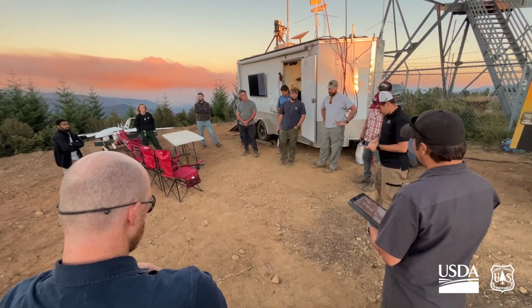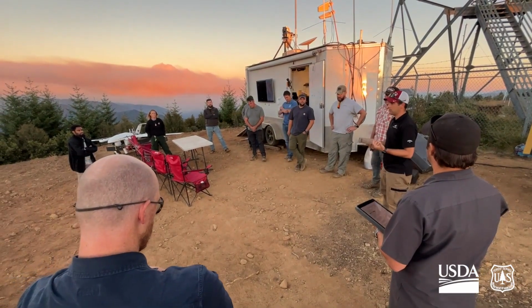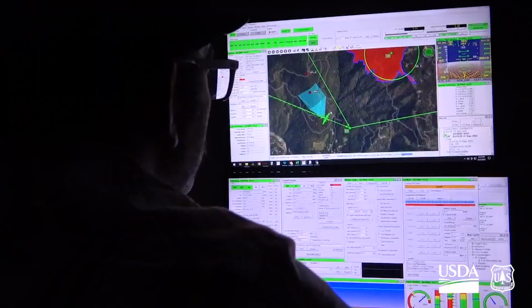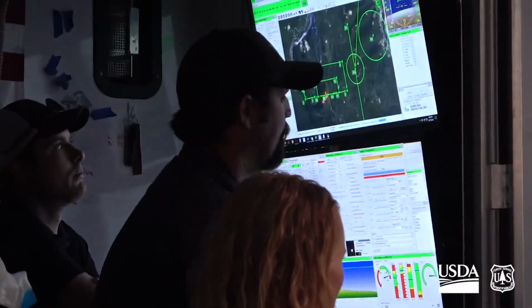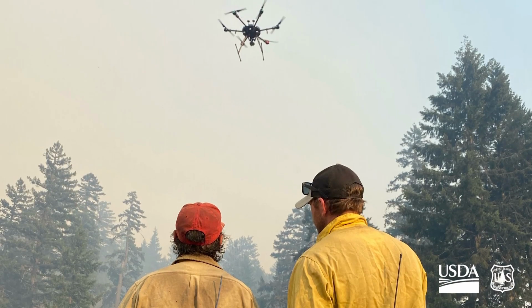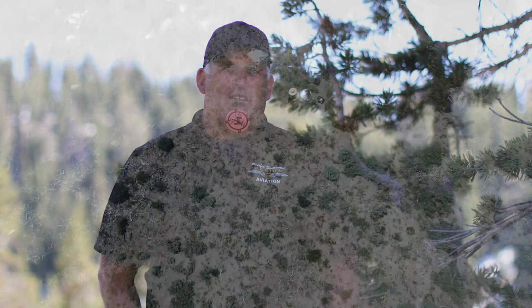In the region and the nation, the growth of unmanned aircraft systems, their implementation, it's been exponential. We've seen 300% growth in the 3 years basically since the program was stood up. It's definitely increasing, because if we can get that data, we can keep our people safe and we can do our jobs better.